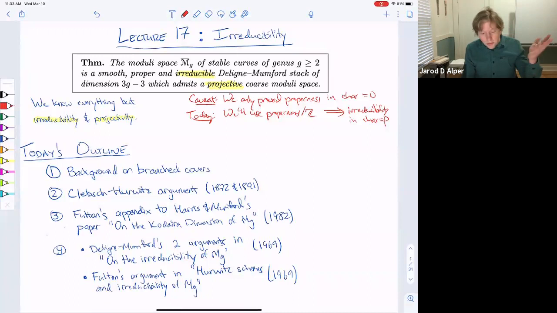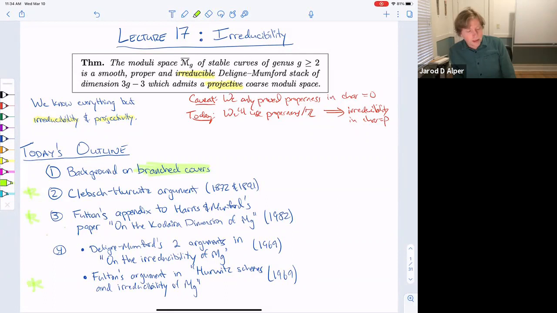And let me just summarize the overall outline of today's lecture. There are four parts, and we're going to begin with a summary and background on branch covers, branch covers of smooth curves C mapping to P1. We're covering this because it is an important feature in a number of these arguments. Namely, arguments 2 and 3, and Fulton's argument, use the concept of branch covers. If you remember back to the very first lecture, I was emphasizing that branch covers are an important way to think about smooth curves. They give you a handle on the geometry, and we even summarized Riemann's argument using branch covers that the dimension of M_g was 3g minus 3. And so they'll feature again today in a very important way.